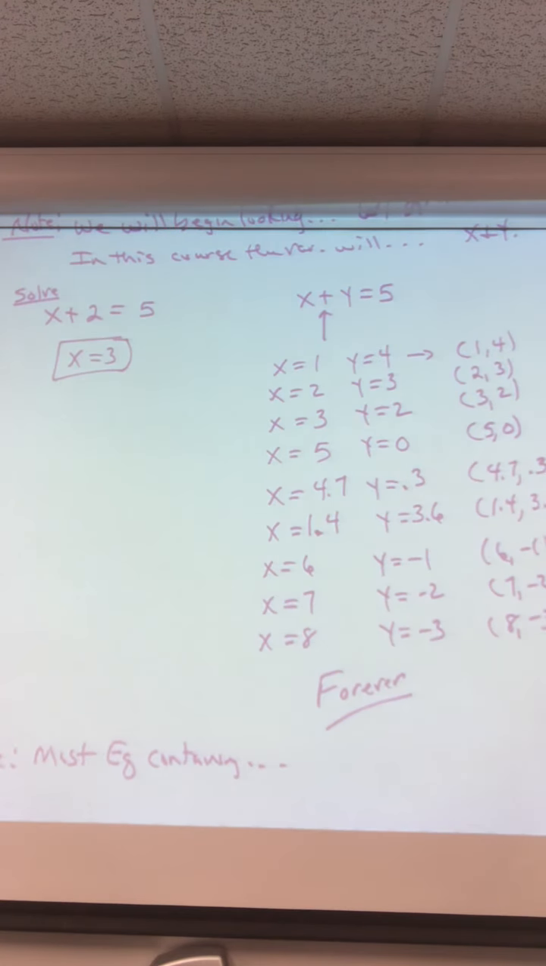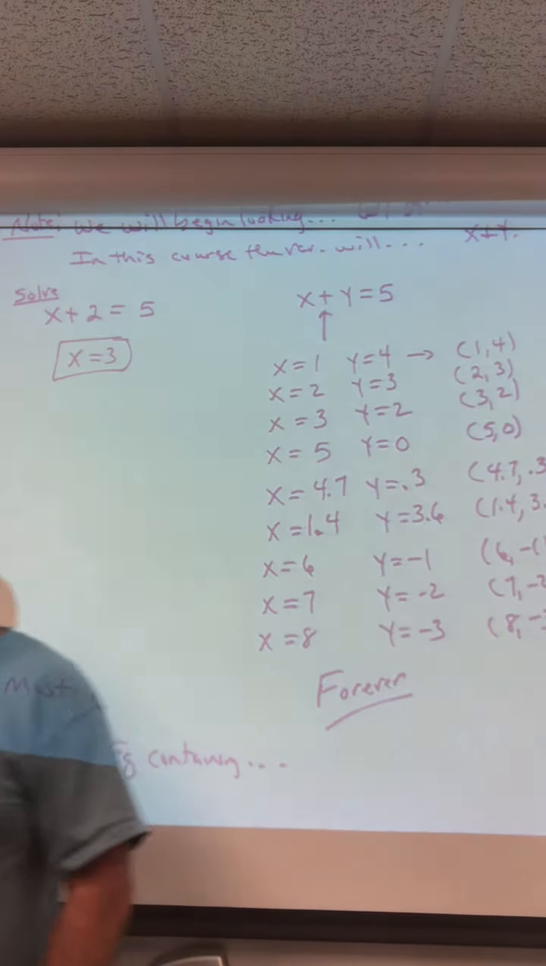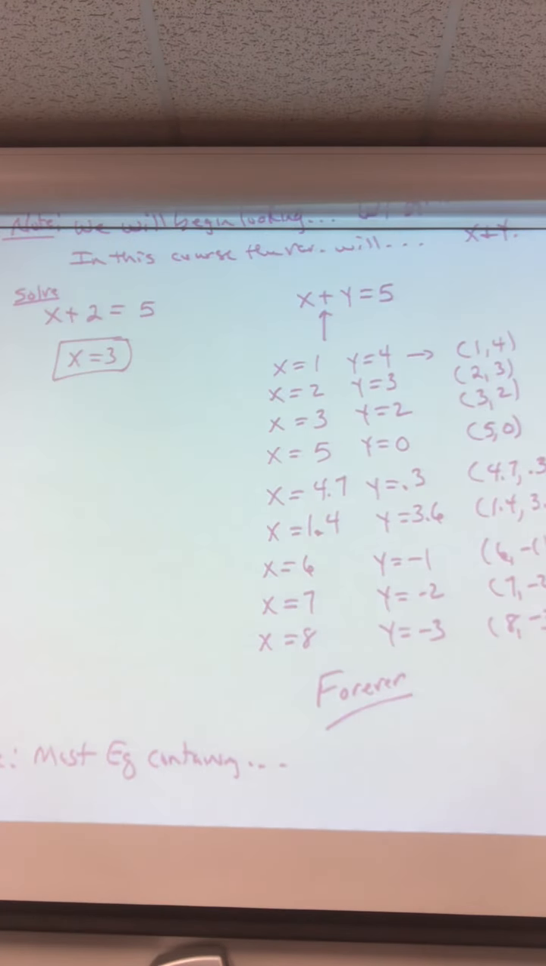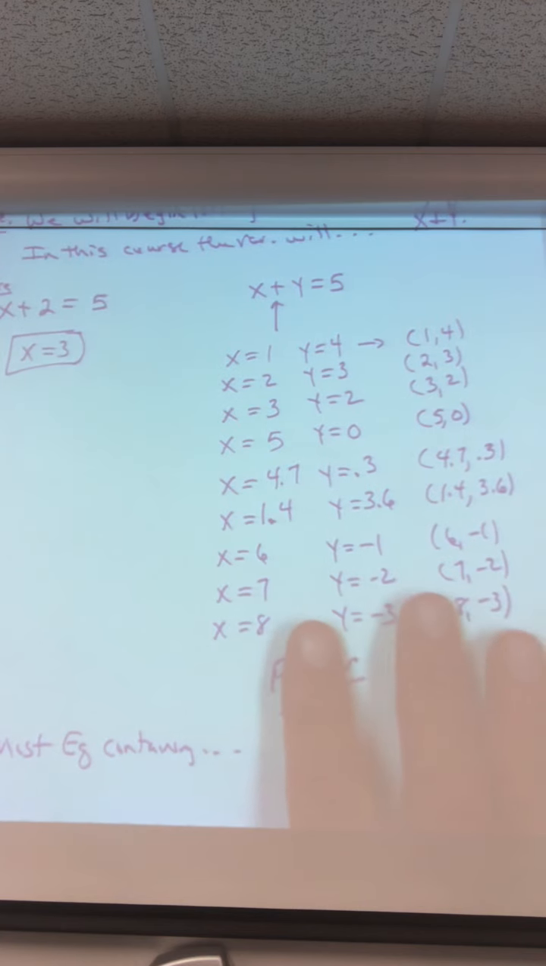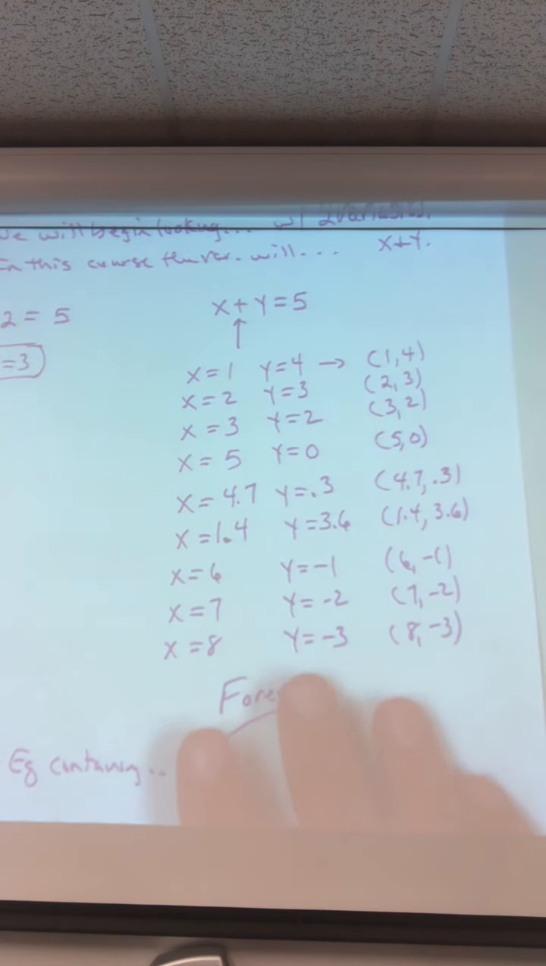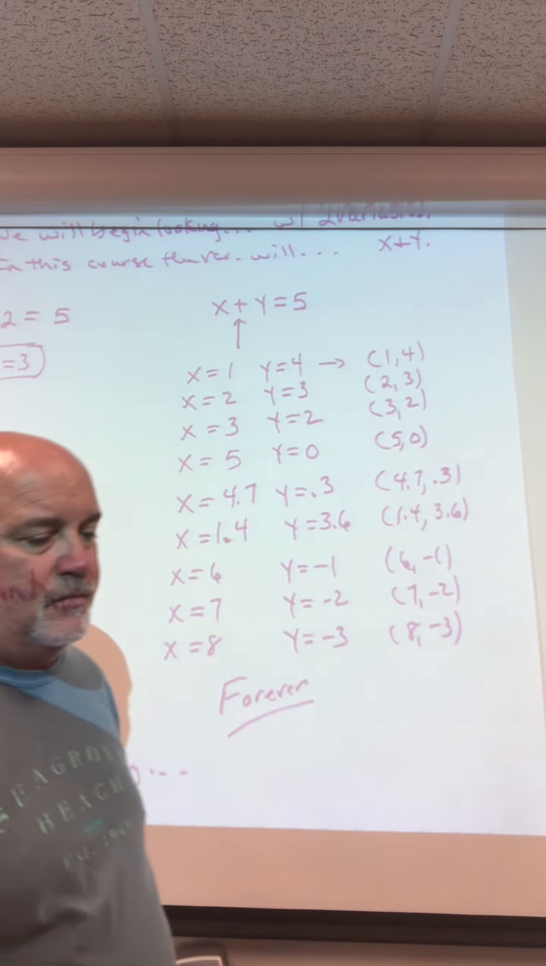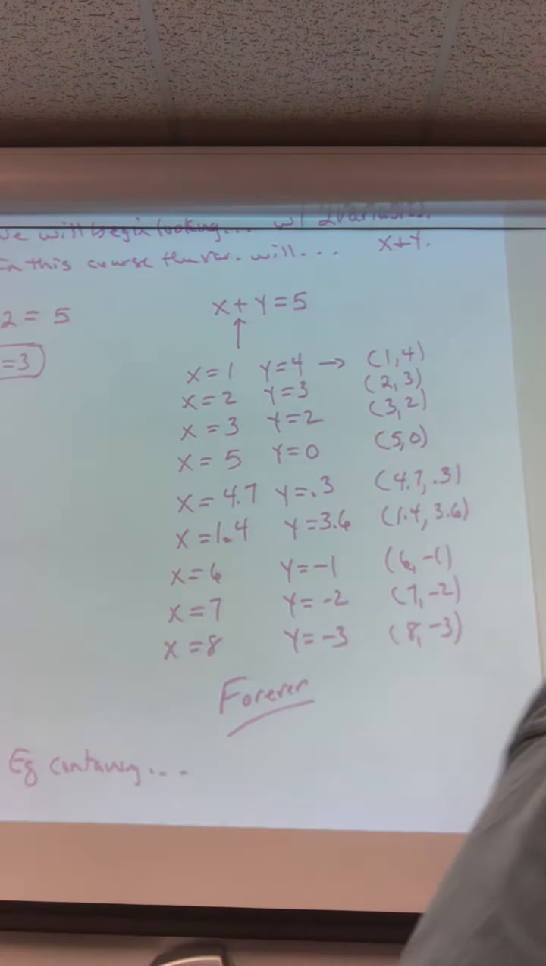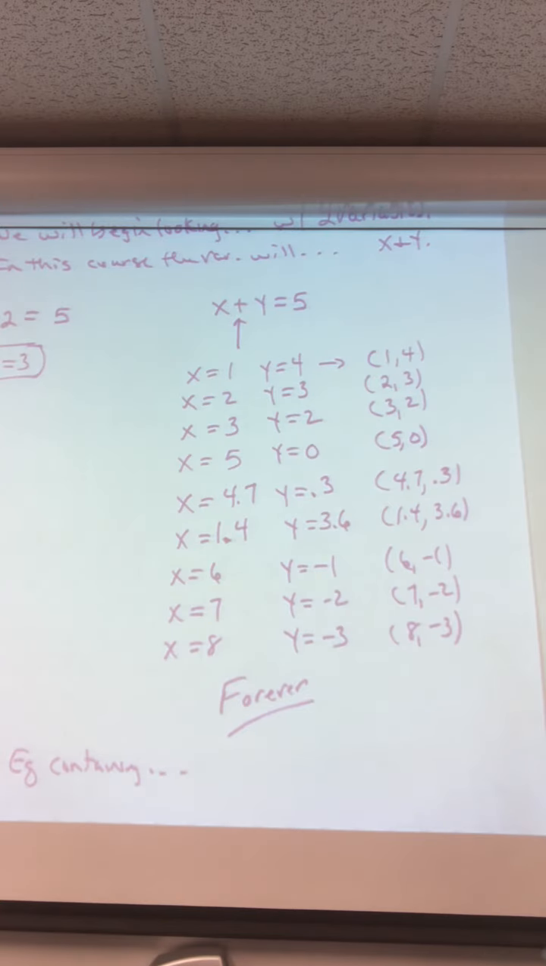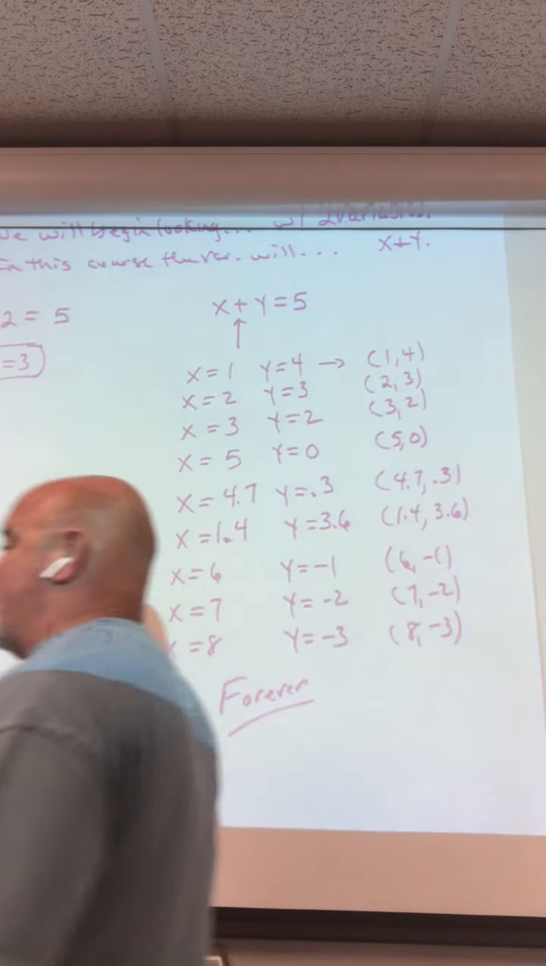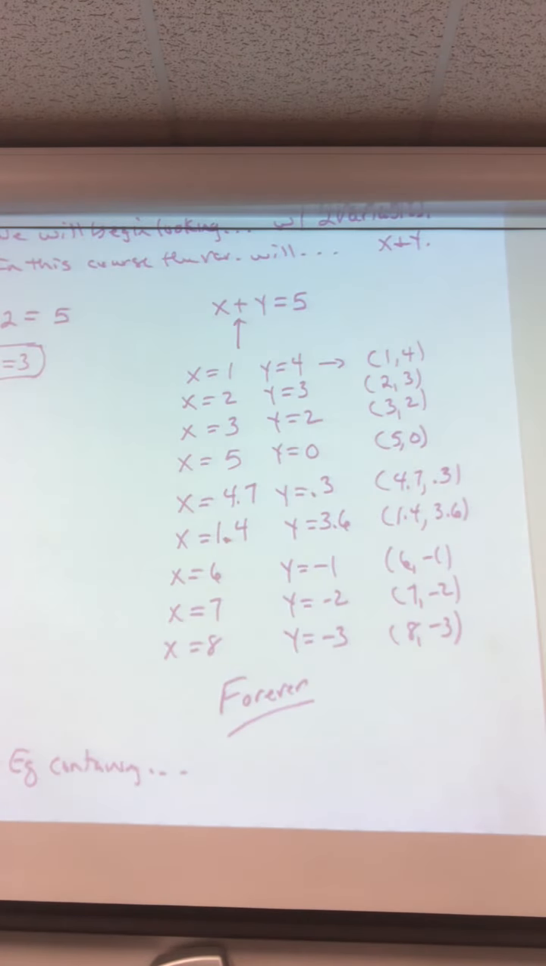Here's the note. Most equations containing two variables has an infinite number of solutions where each solution is expressed as an ordered pair. All right, and remember you can pause the video there when you're taking your notes.